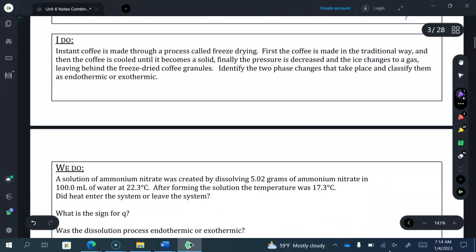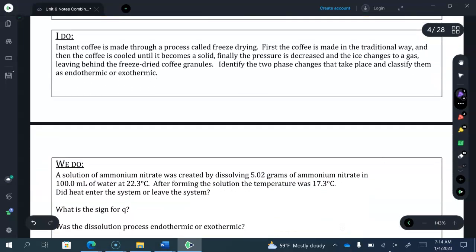Okay, so now we're going to look at some practice problems. Instant coffee is made through a process called freeze drying. First, the coffee is made in the traditional way, and then the coffee is cooled until it becomes a solid. Finally, the pressure is decreased and the ice in the coffee changes to a gas, leaving behind the freeze-dried coffee granules. Identify the two phase changes that take place and classify them as endothermic or exothermic.